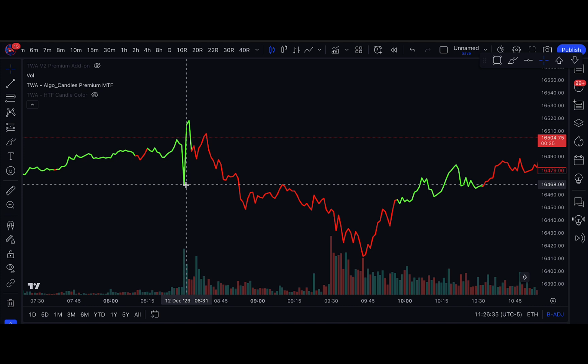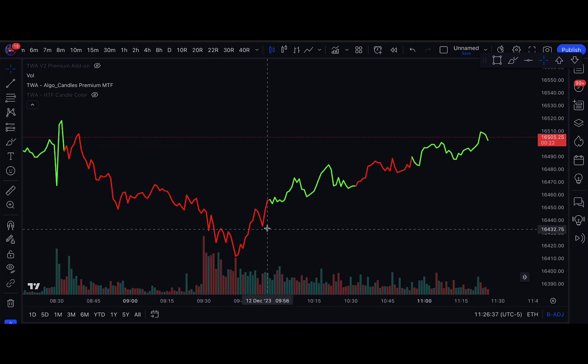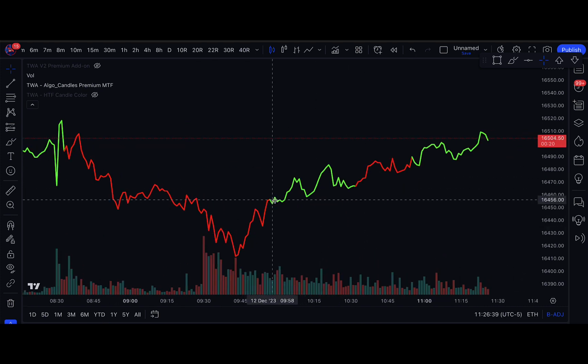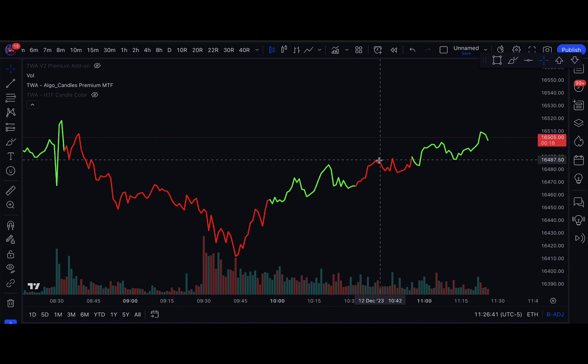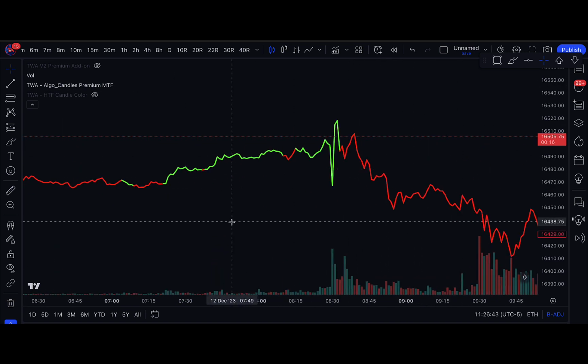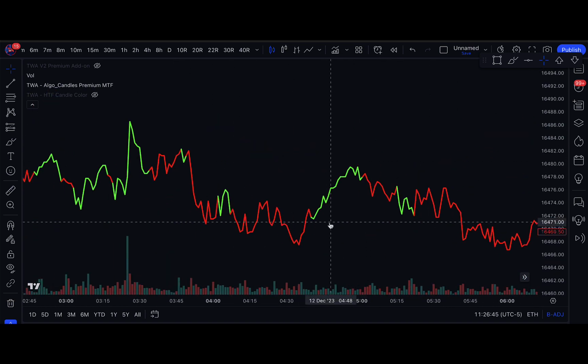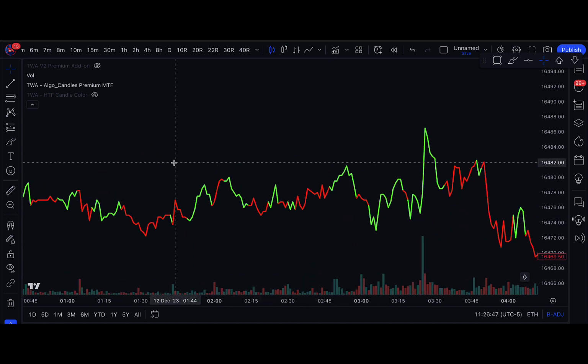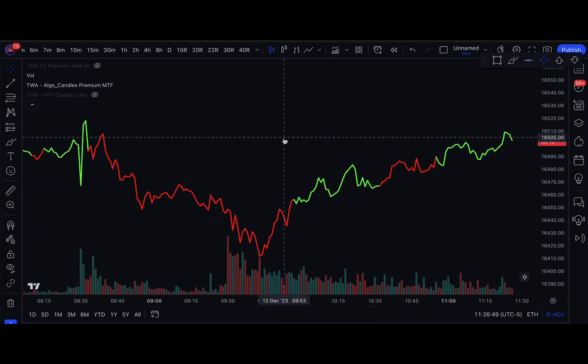If the line's green, show me the absolute low, right? Makes it really easy to see those lows, right? Makes it really easy to see those highs. And that, my friends, ends our update video. I hope everybody is as excited about this indicator as me.